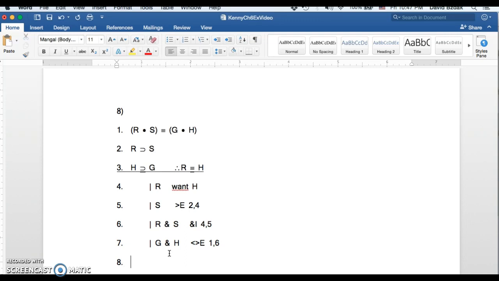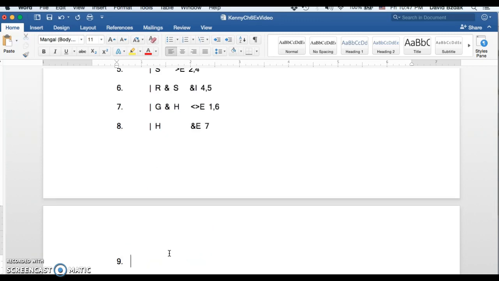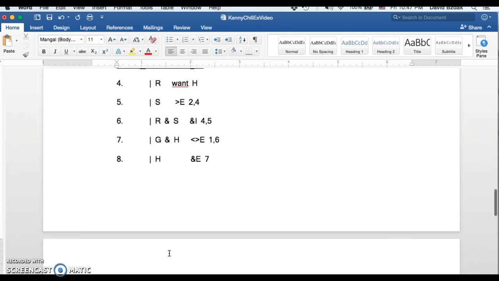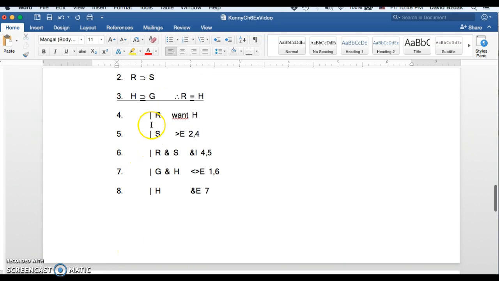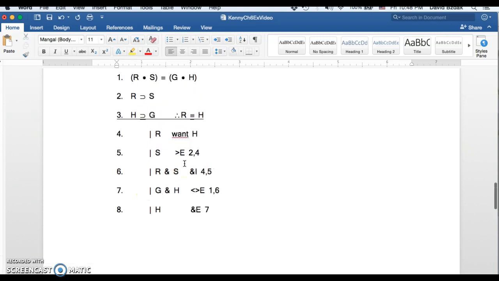Alright, so now we wanted H, remember, so we can get that by itself by conjunction elimination of 7, and that gives us R conditional H by conditional introduction 4 through 8. So remember, we go back to the original scope line. All this stuff has to be indented and separated from the rest of the proof because it's based on this assumption. Now that's only half of what we need.